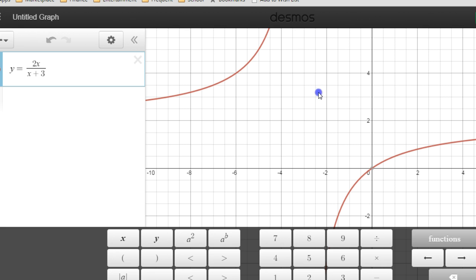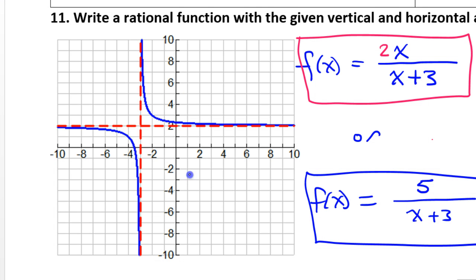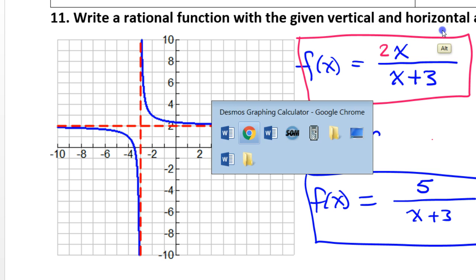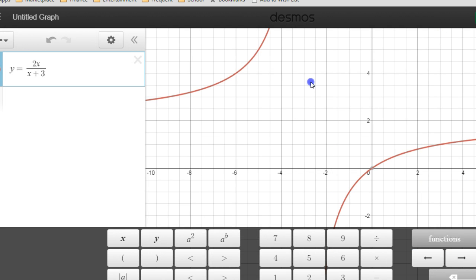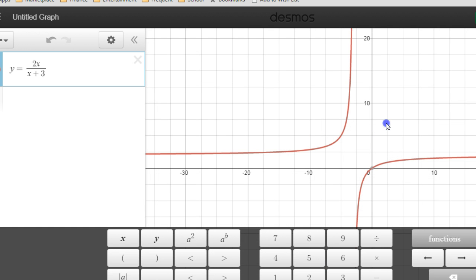Okay, now this function has the correct vertical asymptote and horizontal asymptote. You know, it has a branch up here instead and down here, but that's fine. We just wanted it to have the right vertical and horizontal asymptote. So notice that it does have a vertical asymptote. I'm going to zoom out a little bit so you can see a little better. It does have a vertical asymptote at -3.